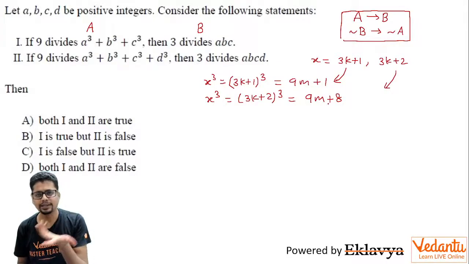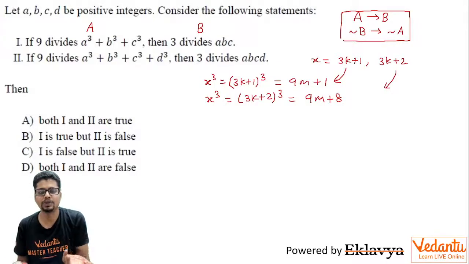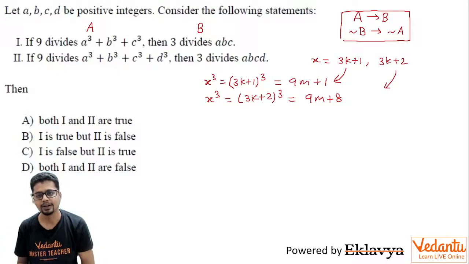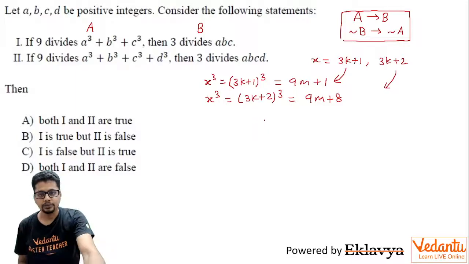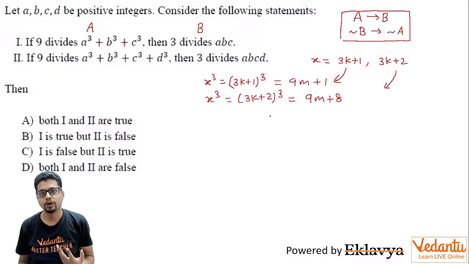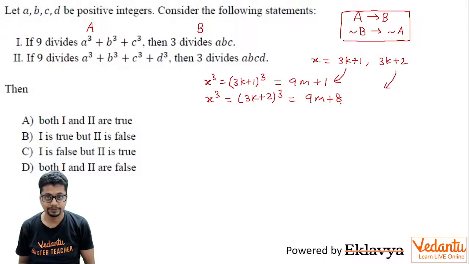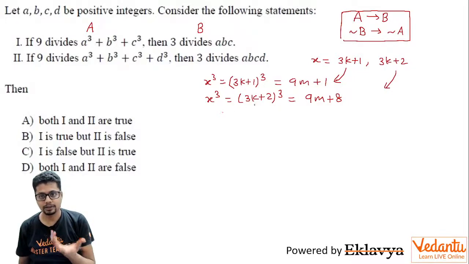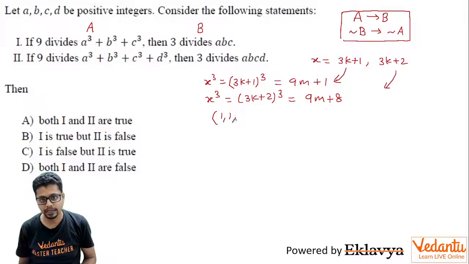We are just expanding using the a plus b whole cube identity, or you may even think in terms of binomial expansion. So now a cube, b cube and c cube would either be of the form 9m plus 1 or 9m plus 8. Among these two forms, 9m plus 1 may come all the 3 times.